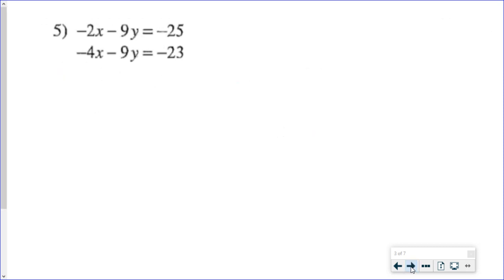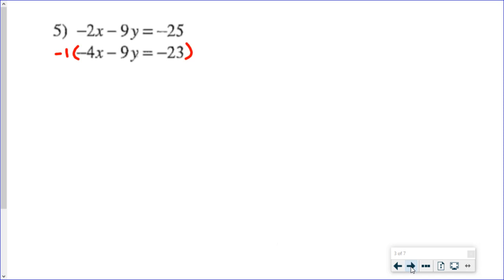Okay, now let's do 5. Here's the difference though. I want you to see these are both minus 9s, okay? So what we're gonna do is we're going to multiply either the top or the bottom by a negative 1. Okay, it doesn't matter if I do the top or the bottom. It's totally up to you. I'm a rebel. I'm doing the bottom. If you want to do the top, just don't do both.